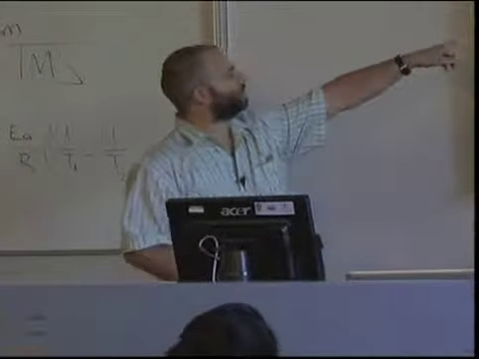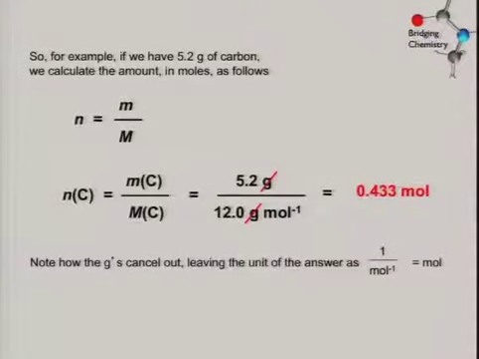This business across the bottom about the g's cancelling out: the way that we get the number in the answer is by taking 5.2 and dividing it by 12. Yeah, you're okay with that. The way we get the unit of our answer is by taking the unit of the 5.2 and dividing it by the unit of the 12. So grams divided by grams per mole.